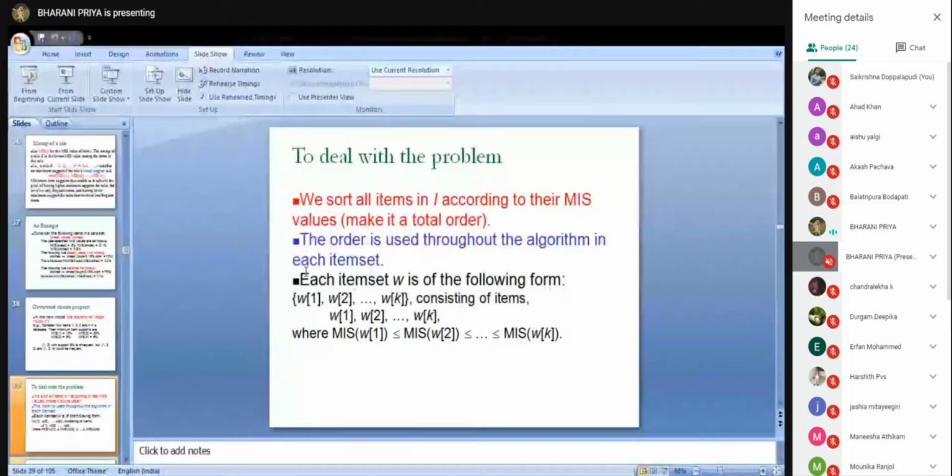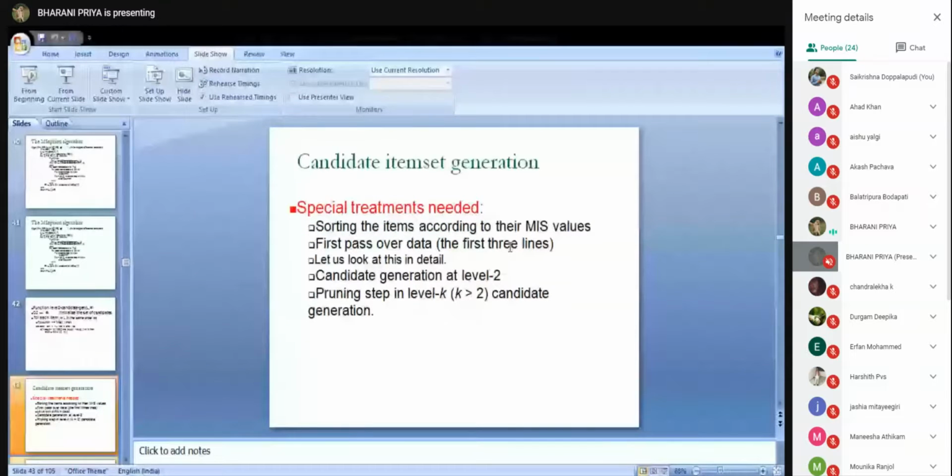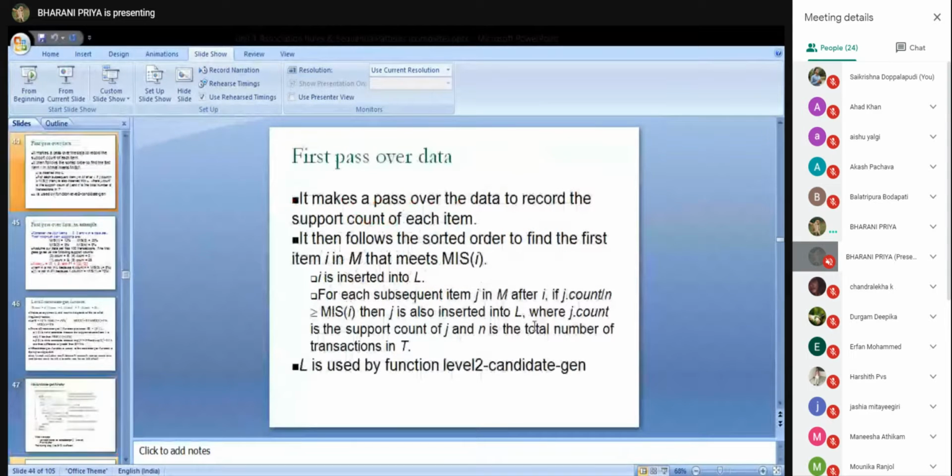So first sort the items according to their MIS values and scan the data, and next candidate generation at level 2, prune the data. So everything you know, but this slide is very important. For each subsequent item j in M after i, if j.count/n is greater than MIS of i, then j is also inserted into L. I'll explain this.